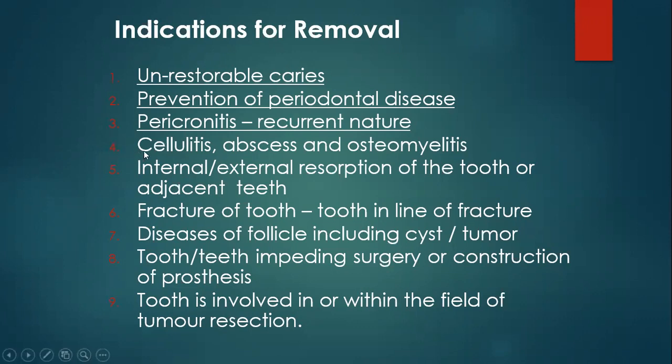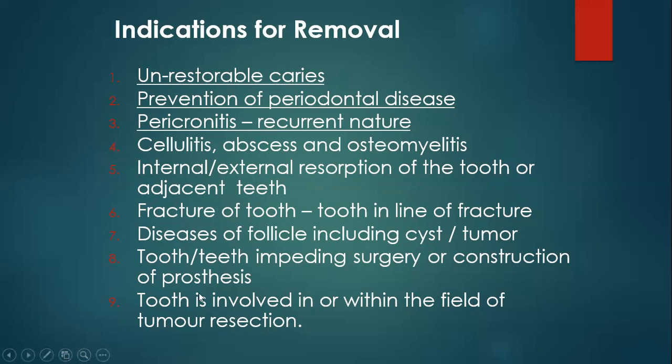If there is a complaint of cellulitis or signs and symptoms of abscess and osteomyelitis are seen, if you see internal or external resorption of the tooth or the adjacent teeth on the radiograph as well, or if your tooth is fractured and you can see a line of fracture in your tooth, or if there is any disease of the follicle including a cyst or tumor. It can also be a prosthetic reason, such as teeth impending surgery or construction of a prosthetic. And there can also be the reason that the tooth is involved within the field of tumor resection. Whenever a tooth is involved in tumor resection, you need to remove that tooth so that you can remove the tumor as well.